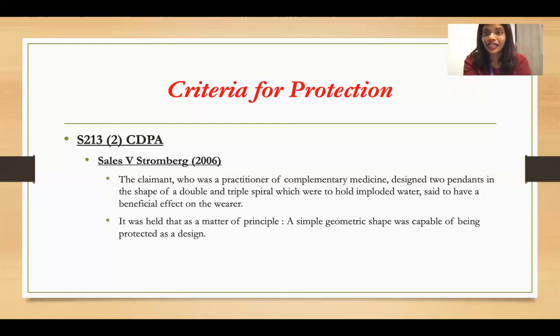So just to remind you all, we are still looking at design. We are still looking at how to make sure that when you want to register, or when you want to rely on unregistered design rights, your product or your article must be under design. And this is the definition of design. This is what we have been looking at all the while. We are seeing what can be considered as a design, and what cannot be considered as a design.